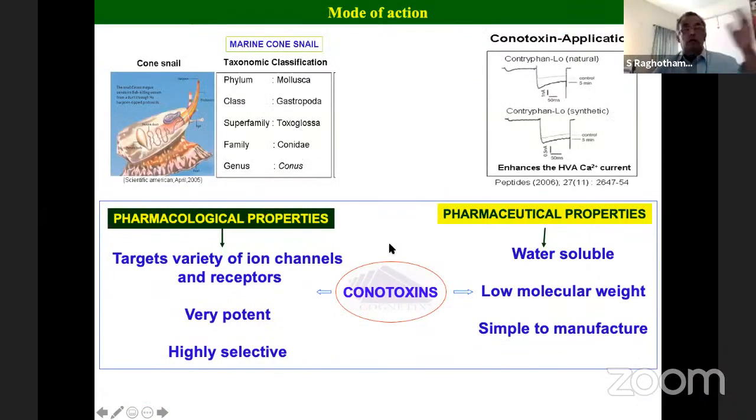Coming back to our, cutting the long story short, coming back to our analysis, now these cone snails, we concentrated on conotoxin, on a particular peptide called contrafans.